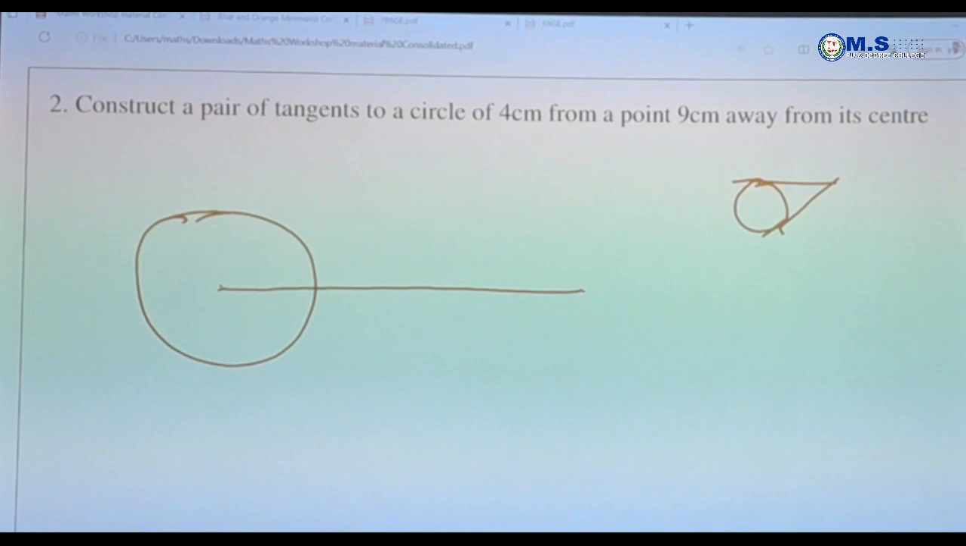Take your compass. The sharp edge you keep here, and with the pencil edge you draw an arc, keeping the radius more than half, roughly. The sharp edge is kept at the center. Draw an arc at the top, and in the same way at the bottom. Same way, don't change the compass. Now take your sharp edge to the other side, the other end, and cut these arcs.